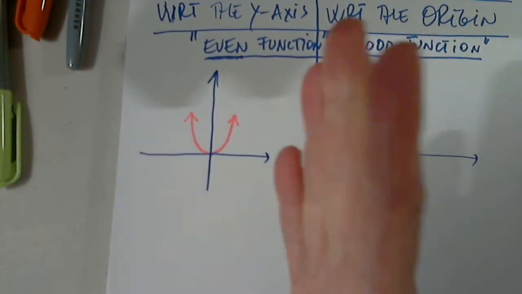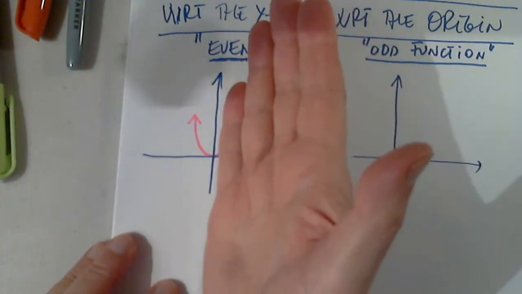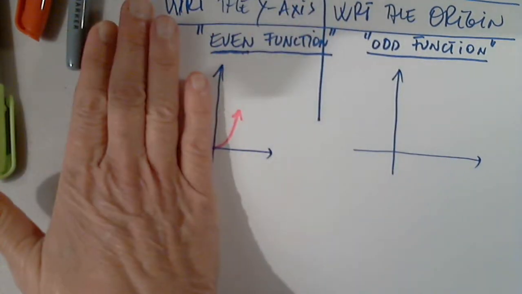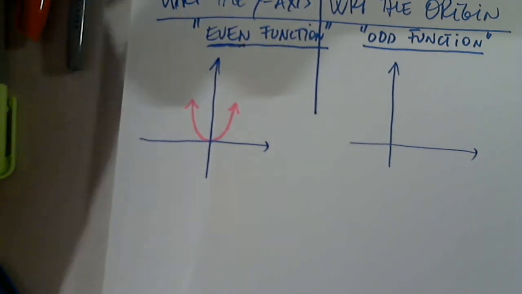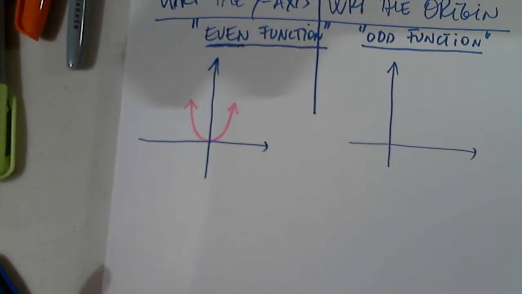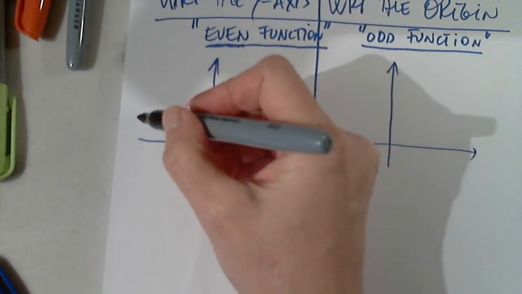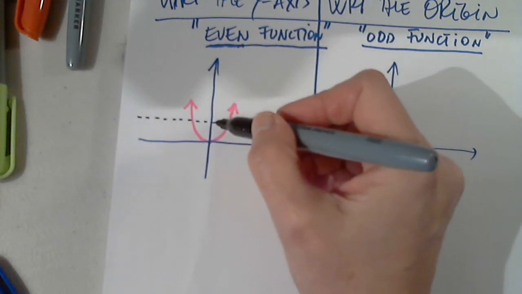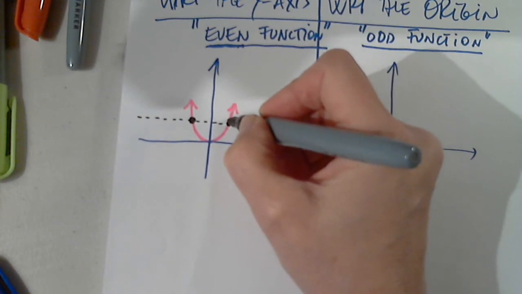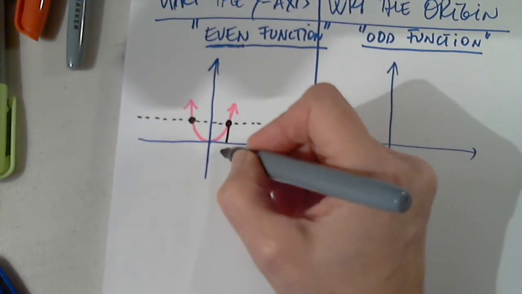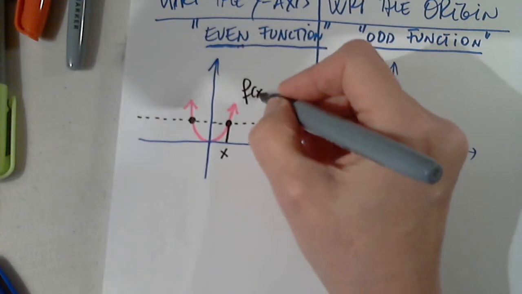So this is a function that I could fold with respect to the y-axis, and it will be completely symmetric. The graph that I have in the first quadrant overlaps the graph in the second quadrant. And now let's understand the specific relationship for these functions. So I'm going to draw a horizontal dashed line, and I'm going to identify these two ordered pairs. I'm going to call this one x. This is our function f of x.